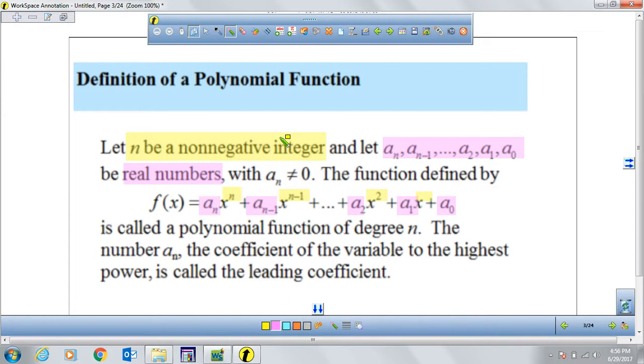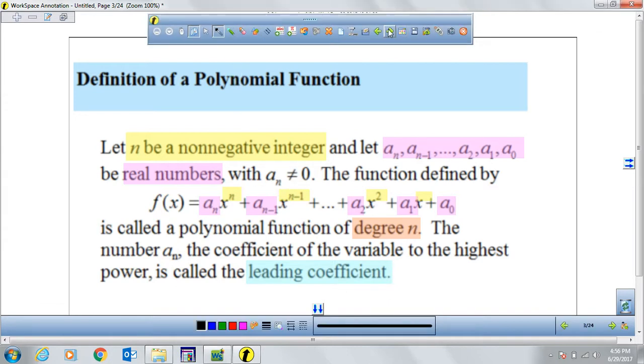Now, this word right here, degree, means the highest power of that polynomial function. So the highest power is called the degree. Also, the number that is in front of the variable with the degree, in other words, the number in front of the variable with the highest power, is called the leading coefficient.